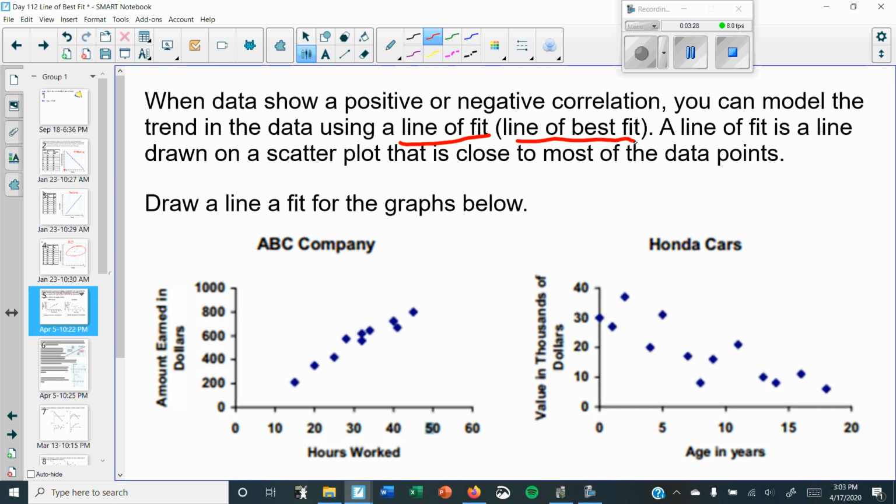Now, what you want to do is, obviously, again, what I said in the last video, you're not going to play connect the dots. You're not going to do that. You're drawing a line.